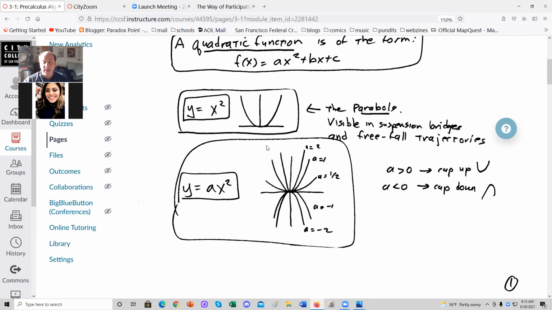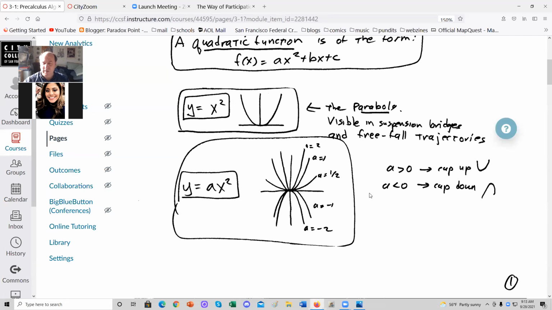All right, now, if it's ax squared, then the graph is still a parabola, which is either cup up or cup down, depending on the sign of a. If it's positive, then it's cup up. If it's negative, then it's cup down. Here's a graph of 1/2 x squared. Here's a graph of 1x squared. Here's a graph of 2x squared. Here's a graph of negative 1x squared. Here's a graph of negative 2x squared.